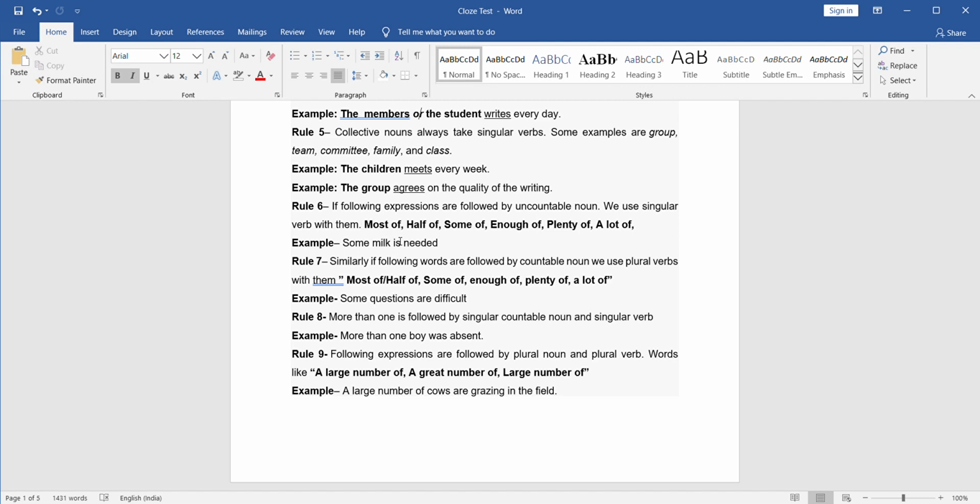This is a very jumbling thing, so I would like to repeat once again. If you have an uncountable noun, like milk, with expressions like most of, half of, some of, plenty of, a lot of, these are examples that look very uncountable.